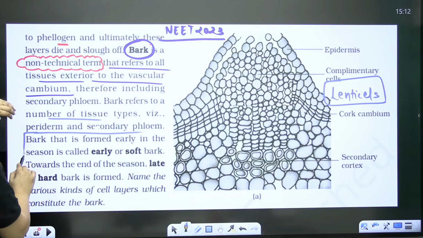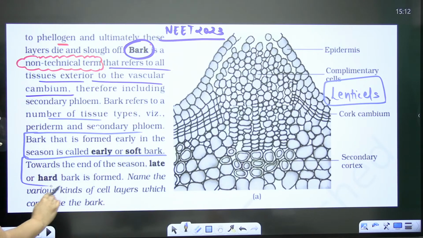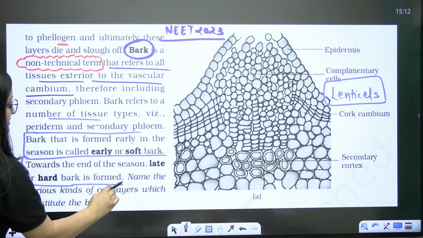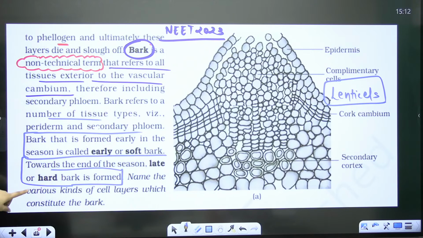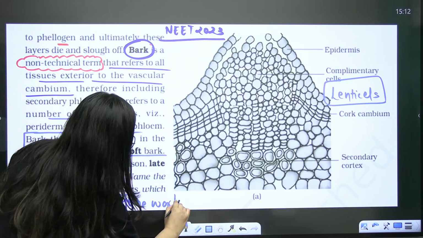The bark formed early in the season is the early or soft bark. If it forms at the end of the season, it is the hard bark. Now there is one question: name the various kinds of cell layers which constitute the bark. That's your homework. You will answer it in the comment section.